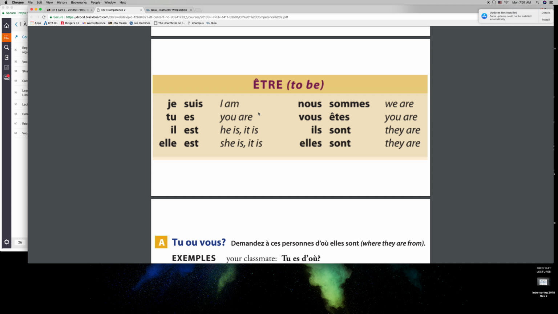This is the verb to be in French, and this is how you pronounce it. Être. Okay, être. And it has the little hat. We call that little accent a circumflex.